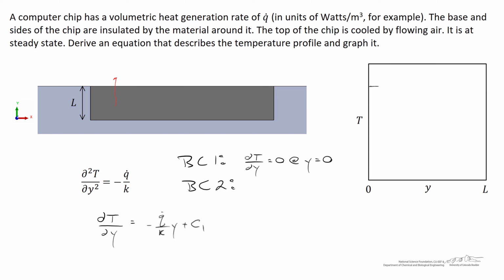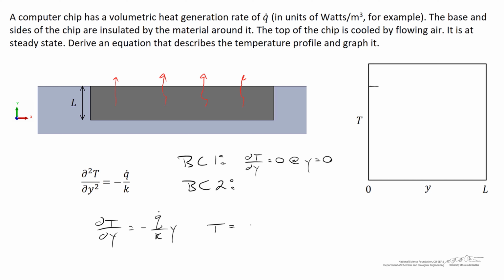Some other things we can think of intuitively is because the heat is being generated and flowing upward out of the chip, we know that the slope dT/dy has to be a negative quantity everywhere from y equals 0 to y equals L. We can apply the first boundary condition. We'll find that C1 is equal to 0, because dT/dy is equal to 0 at y equals 0. So in doing so, we'll simplify this equation by removing the first constant of integration.